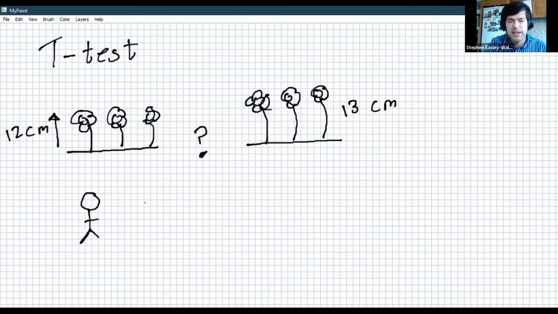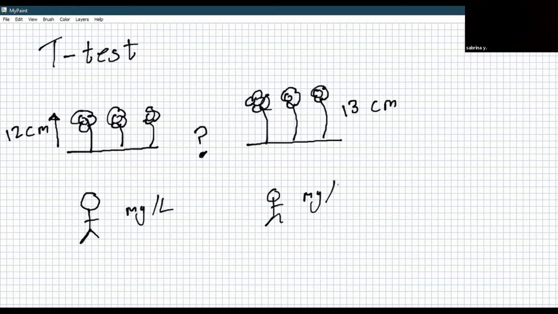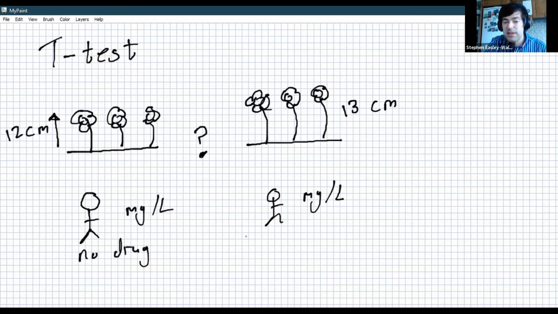We'll just say, for example, it's milligrams per liter. So you might want to be comparing 2 groups. The first group has no drug, and that's called a control group, and maybe the second group receives some cholesterol-fighting drug, and you want to see if the cholesterol is different, if it's lower.